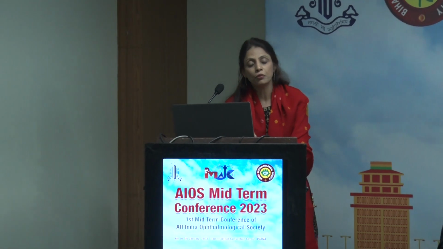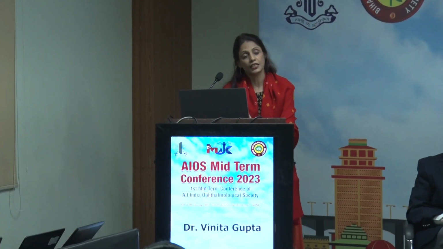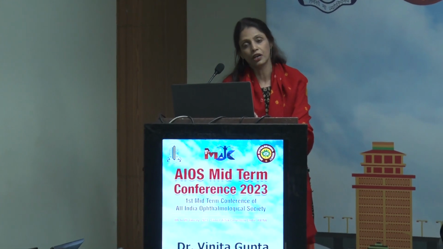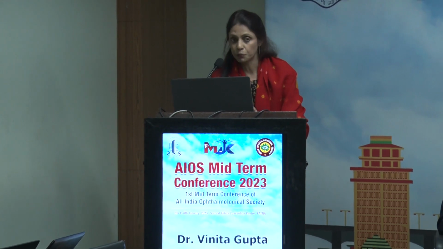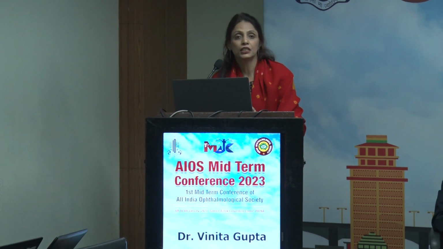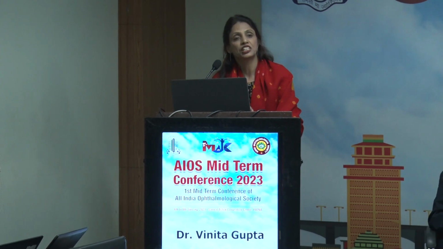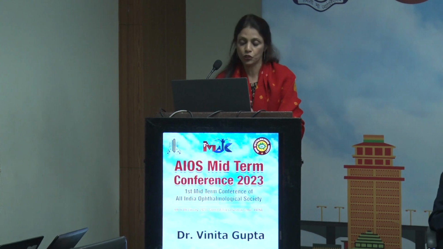Amongst the sensory problems, they have decreased fusion ability, and cortical visual impairment is pretty common in these children. Amongst the motor problems, strabismus is pretty high, along with various other motor problems such as fixation instability or impairment of saccades and pursuits.